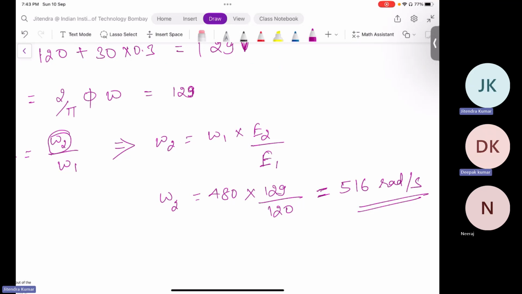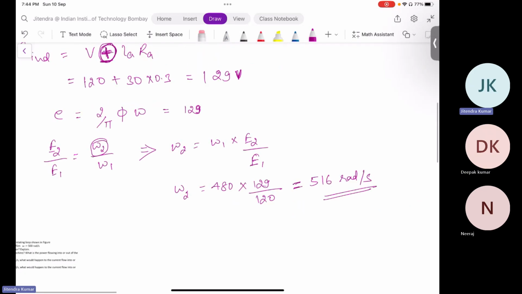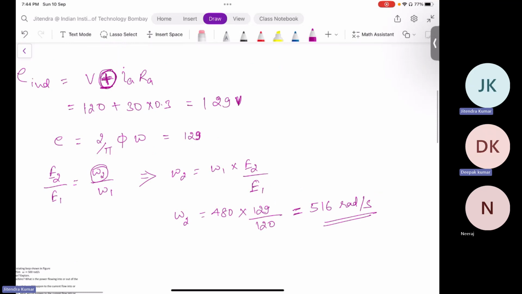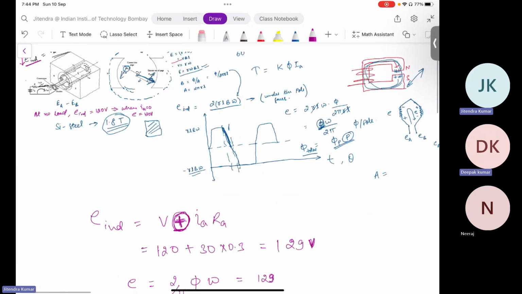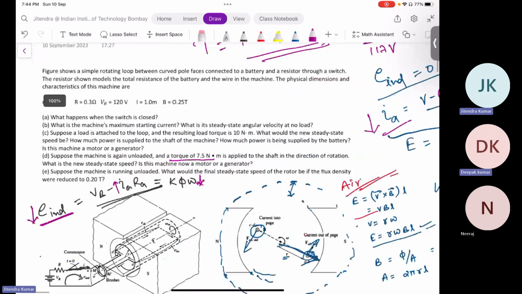So how will you get higher speed? Torque and speed are also interrelated. Not only speed and your induced EMF, torque and speed are also interrelated, but it is indirectly related, not very direct. You have to come from current to torque to induced EMF to speed. So these are the kind of patterns you have to follow to solve such kind of problems. Any doubt in this part?